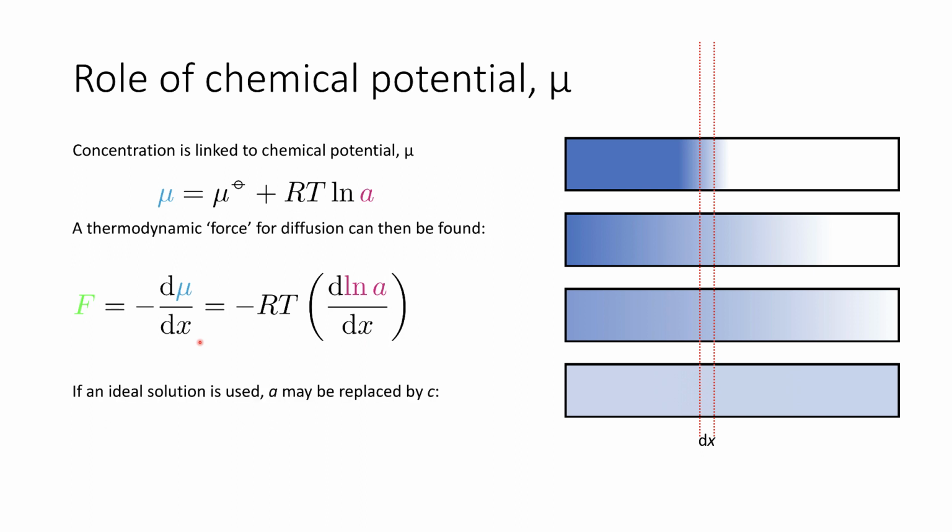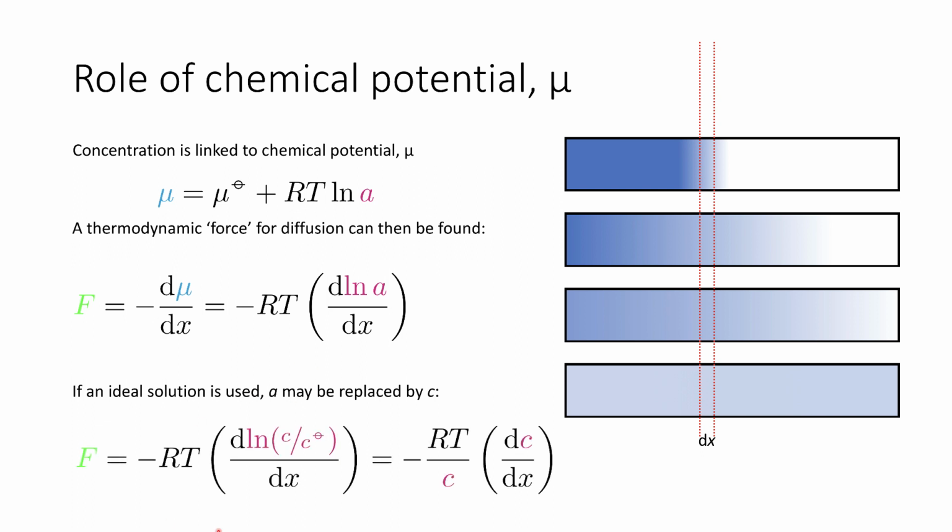If we're using an ideal solution, we can replace the activity a with our concentration c, and we end up with this expression here. We get a very straightforward diffusion force on our species. One thing I'd like you to consider is, why does the standard chemical potential disappear in the derivative?